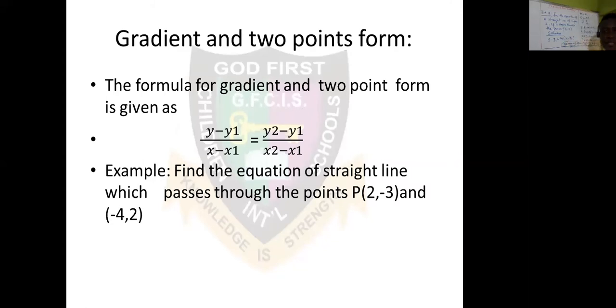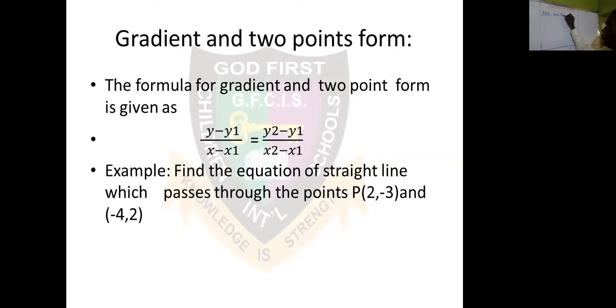Okay, gradient and 2-point form. The next one is gradient and 2-point form. So, example 5. I've said it already. Example 5. Let's get the question.